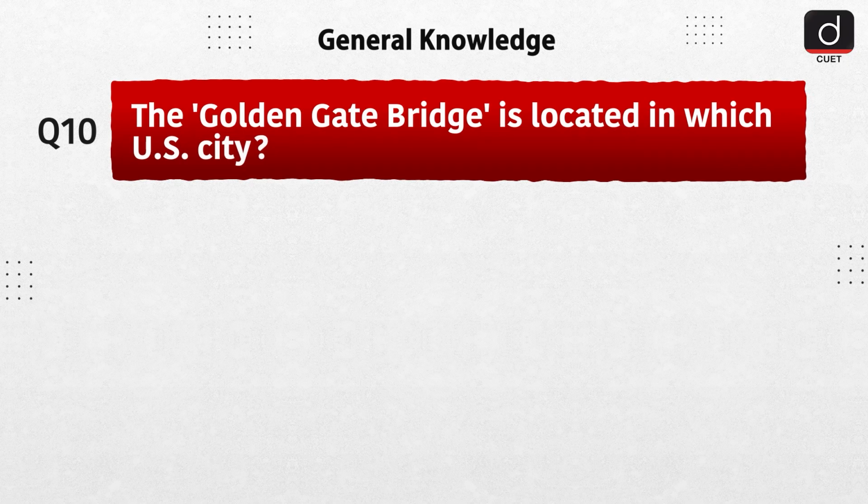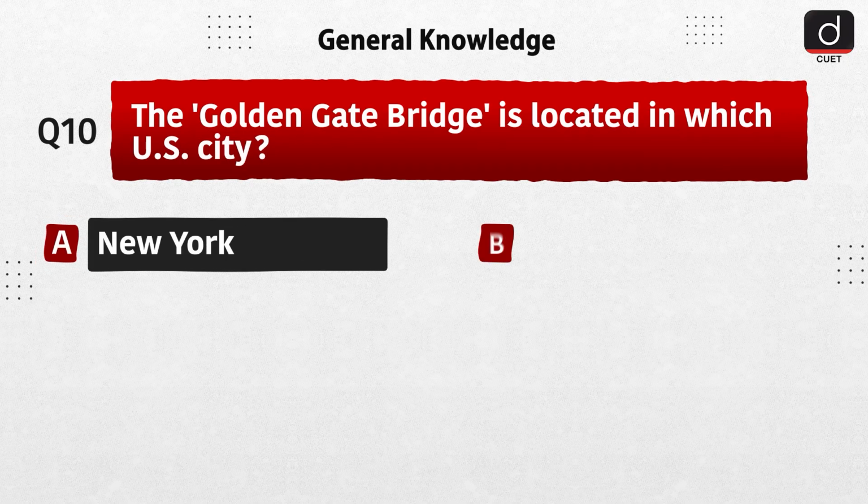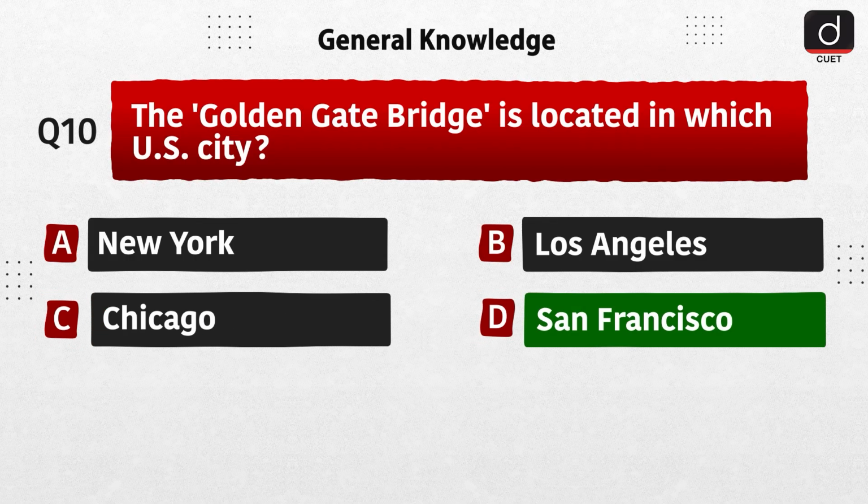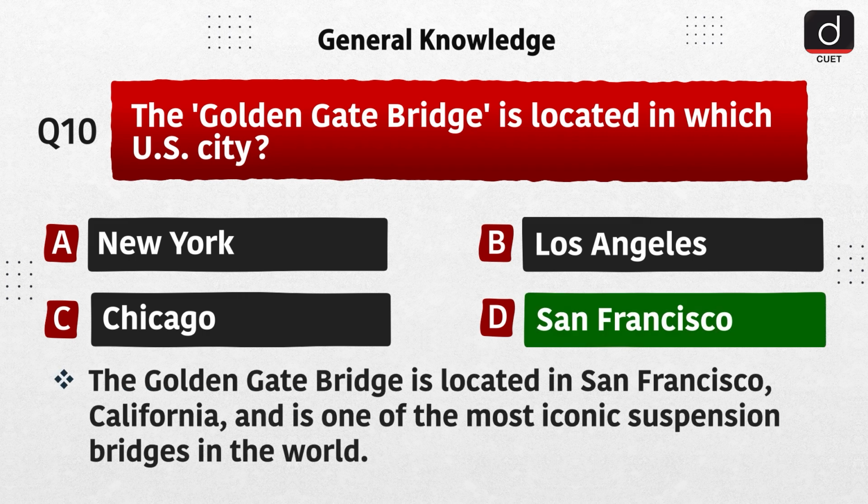Last question is, the Golden Gate Bridge is located in which US city? A. New York, B. Los Angeles, C. Chicago, D. San Francisco. The correct answer is option D, San Francisco. The Golden Gate Bridge is located in San Francisco, California, and is one of the most iconic suspension bridges in the world.